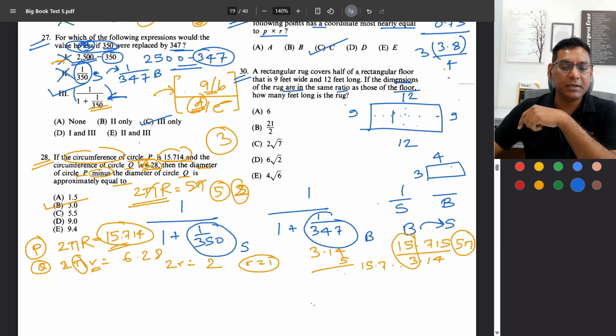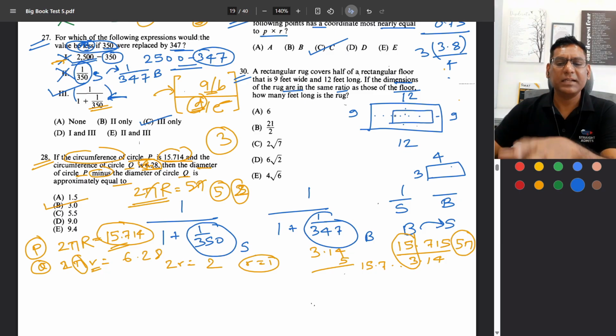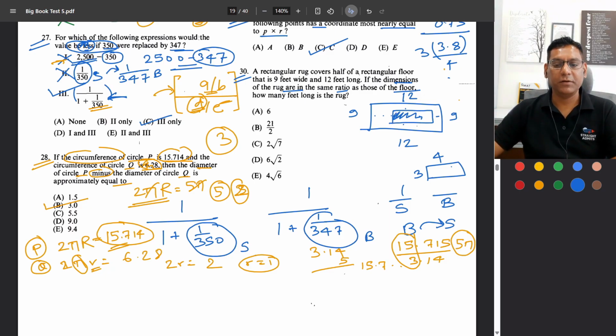So that means the rug has to be exactly in the middle. It doesn't have to be in the middle, it could be anywhere actually. Just that for an easy case, let's assume that this is in the middle. Even if you move this, the area of the rug remains the same, the overall area also remains the same, so the difference is also going to remain the same, right? The difference is half, right? Because it's covering half of the area.